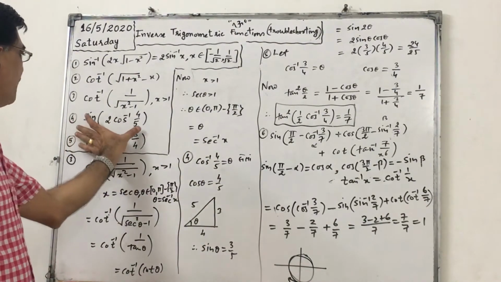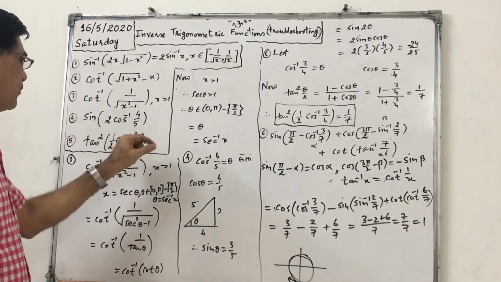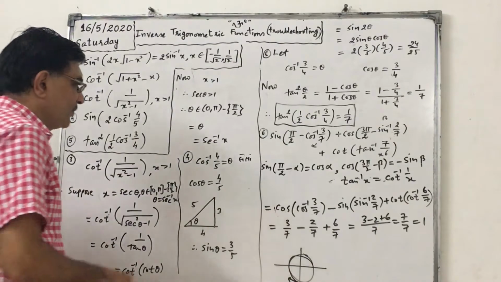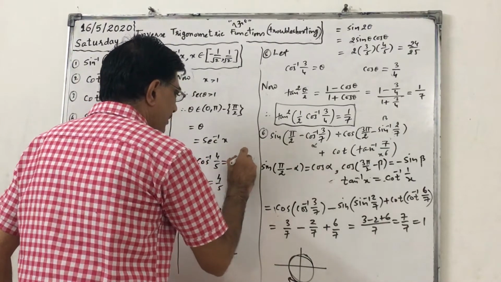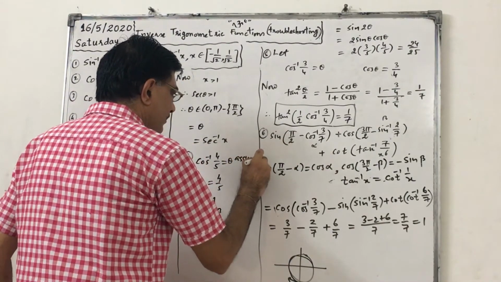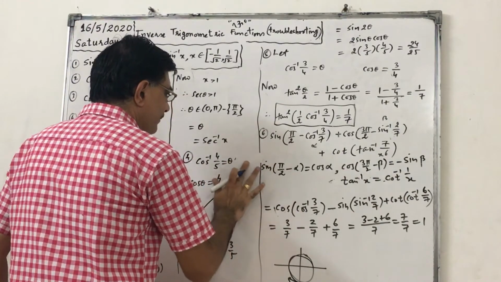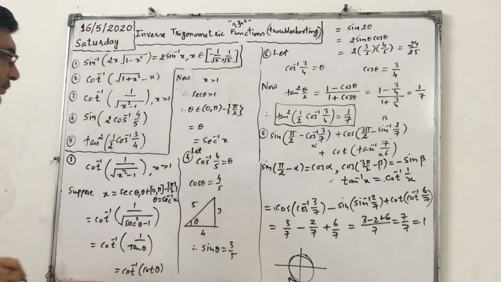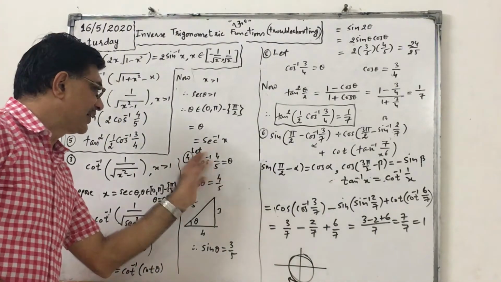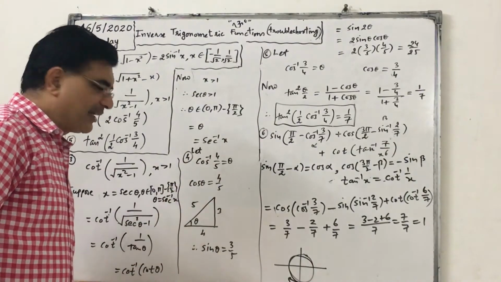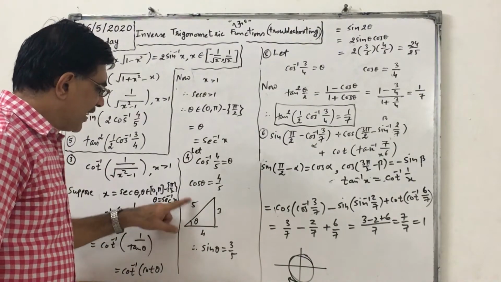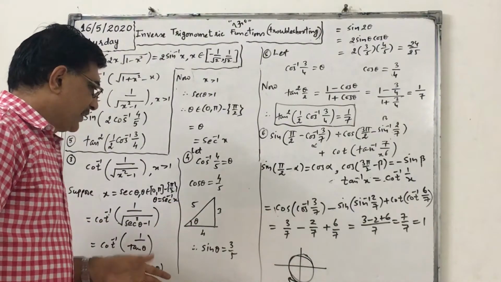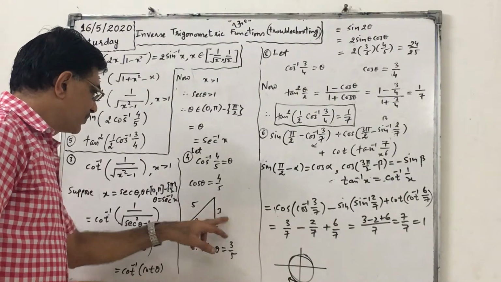Now we have to find the value of sin 2 cos inverse 4 by 5. Let us assume cos inverse of 4 by 5 as theta. Then cos theta will be equal to 4 by 5. Preparing a right angle triangle, adjacent side upon hypotenuse is 4 by 5, so the opposite side will be 3 according to Pythagoras.